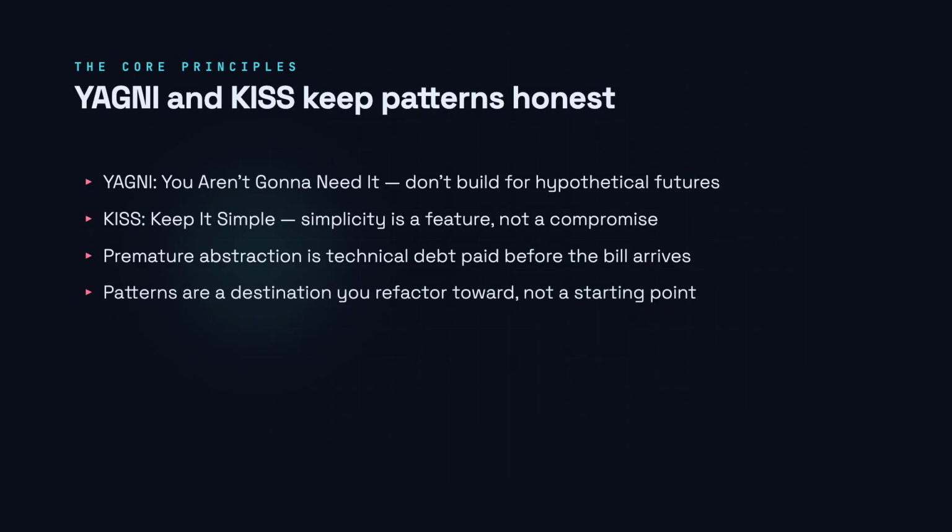Two principles act as guardrails here. YAGNI, you aren't gonna need it, says do not add structure for requirements that do not exist yet. KISS, keep it simple, reminds us that a simpler solution is almost always more maintainable. When you apply a pattern before the pain that justifies it appears, you are paying the cost of abstraction upfront without collecting any of the benefit. The healthy workflow is, start simple, feel the real pain, then refactor toward the pattern that solves it.